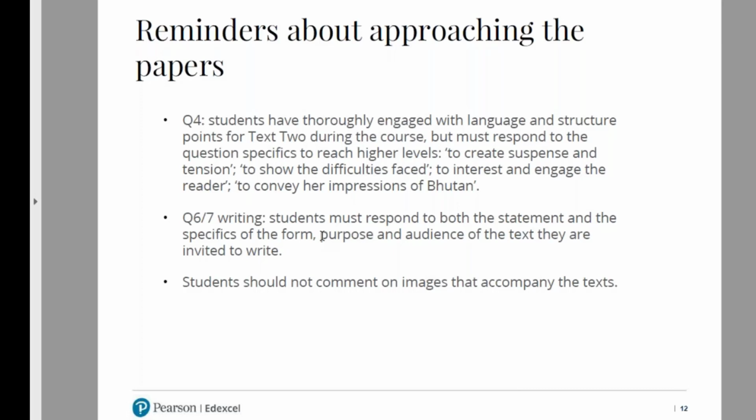If images appear in the question paper, as they did in summer 2018, there was a picture of a bird to accompany the unseen text. Students don't need to, and in fact shouldn't, comment on the picture. The picture, in this case, for example, was not actually published with the text, so it was a kind of illustration. So there aren't any marks for commenting on the picture, so they can ignore them.